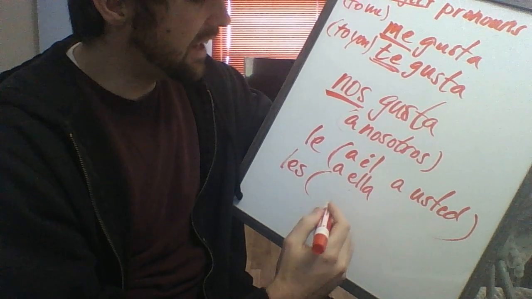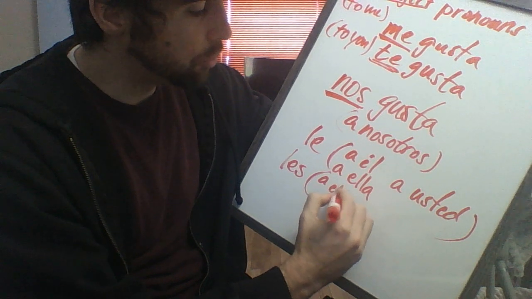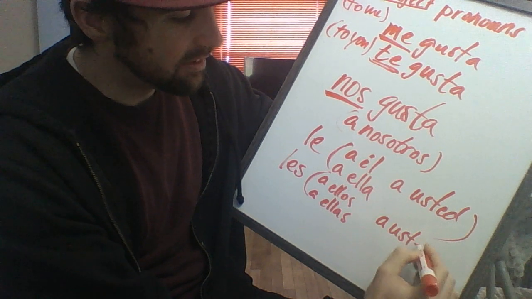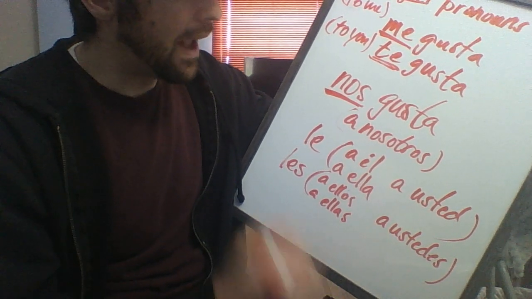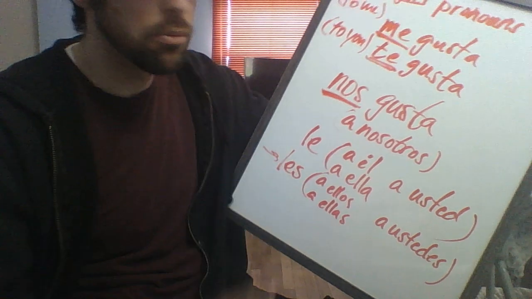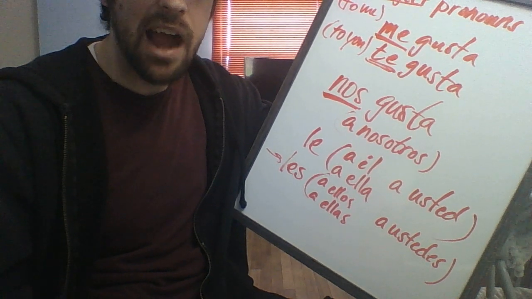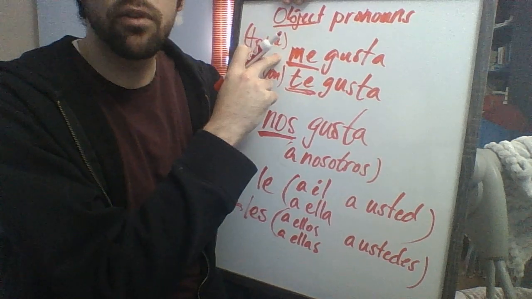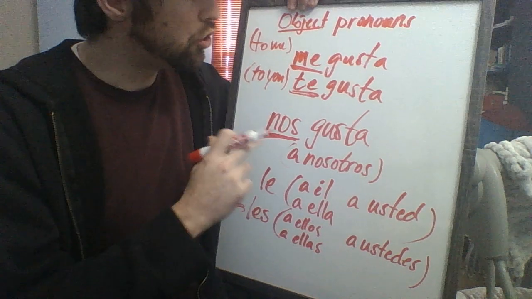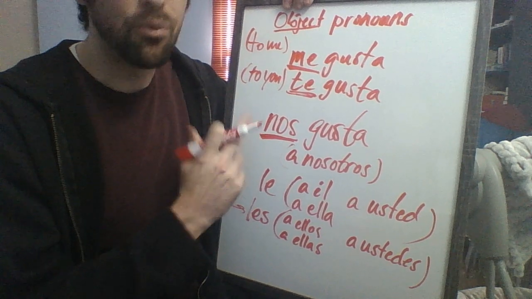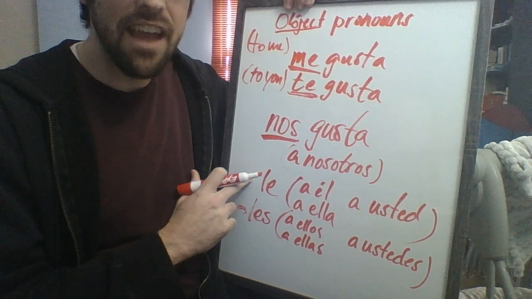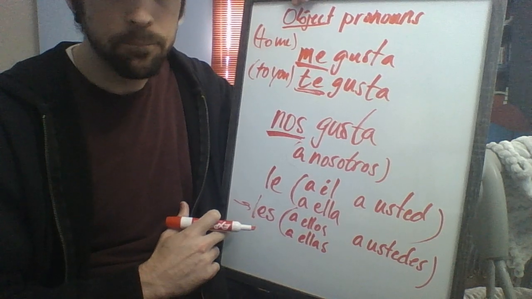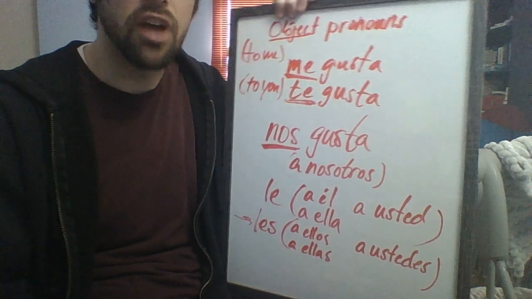Same goes for les, except obviously with plural. So in this case, it would be ellos, ellas, ustedes. Okay. So any of these situations where we have something that's plural, that is receiving some type of action, we're going to use les. So we would see me gusta for me, te gusta for you, nos gusta for nosotros, right? If we are receiving some type of action, le for someone that is singular, and for those who are plural, we'll use les, as in a ellos, a ellas, a ustedes.